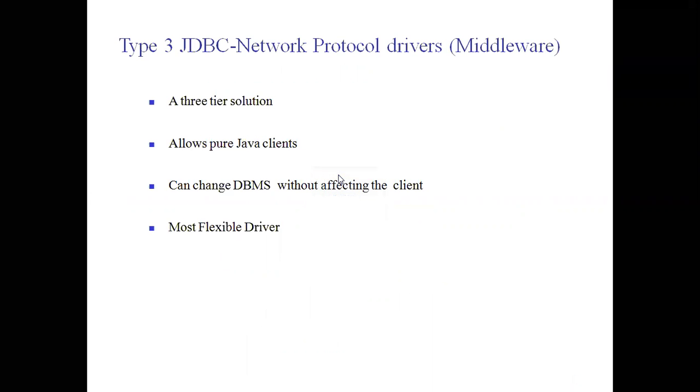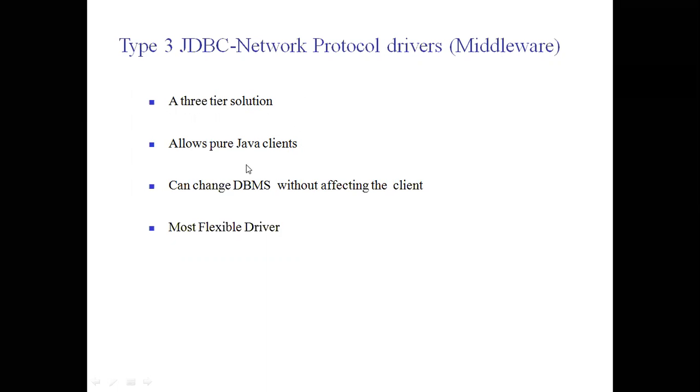Now coming to the type 3 drivers. As I mentioned, this type of driver follows the 3-tier architecture. What do we mean by 3-tier architecture? Between client and server, a middleware is introduced. The middleware acts as an interface between the client machine and the server machine, and hence it is called a 3-tier solution or 3-tier architecture.